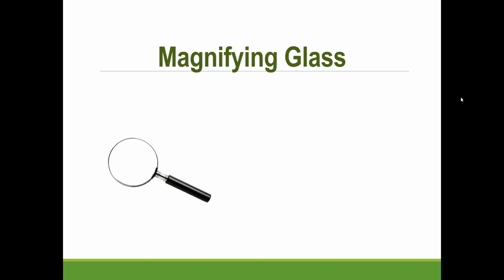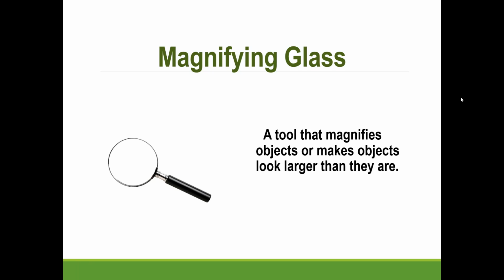Magnifying glass. This is what it looks like. I see these on detective cartoons. I know I did. And it's just a tool that magnifies objects, or makes objects look larger than they are. You can find these at the store. Hobby Lobby has them, I know for sure, if you want one. But these will just be used if you want to see something small up close and bigger.